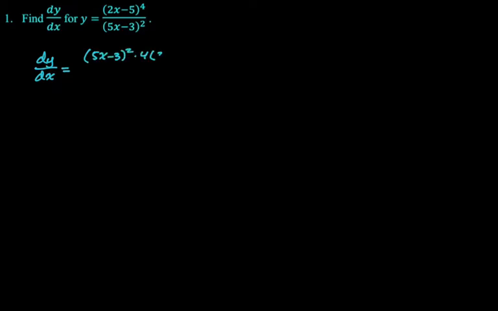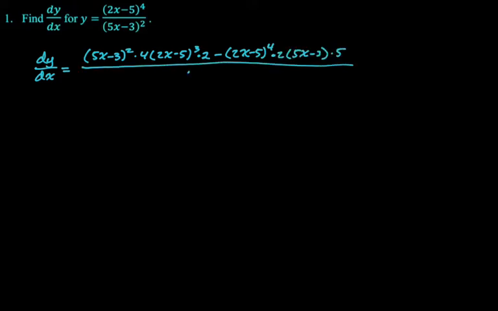So bottom is going to be 5x minus 3 squared. Derivative of the top, 4 times that thing cubed times the derivative of that thing, minus top. Derivative of the bottom is going to be 2 times that thing to the first times the derivative of that thing, all over the bottom squared.